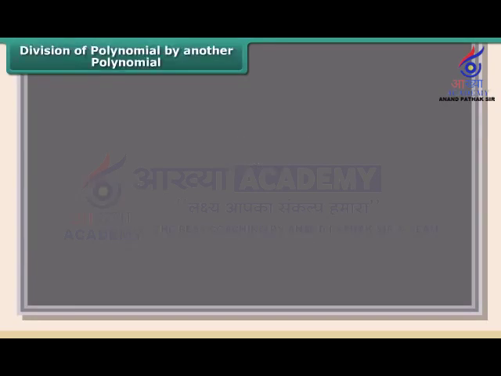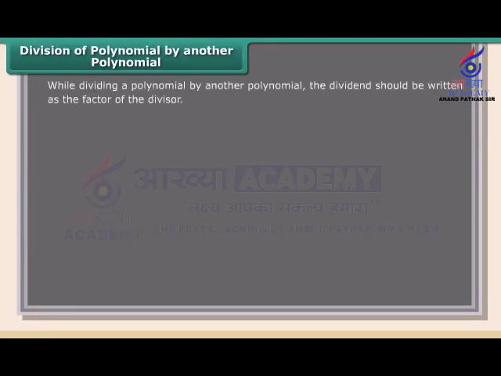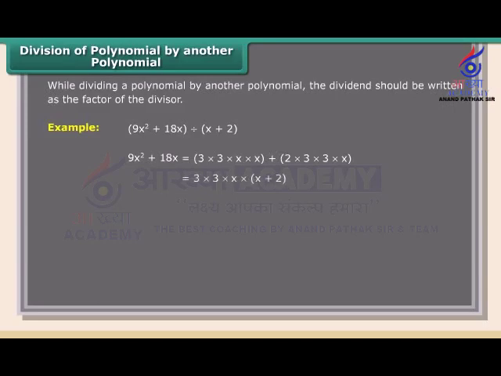Division of polynomial by another polynomial. While dividing a polynomial by another polynomial, the dividend should be written as the factor of the divisor. Example, 9x square plus 18x divided by x plus 2. 9x square plus 18x is equal to 3 into 3 into x plus 2 into 3 into 3 into x is equal to 3 into 3 into x plus 2 is equal to 9x into x plus 2.